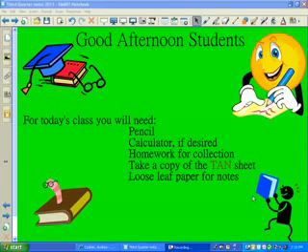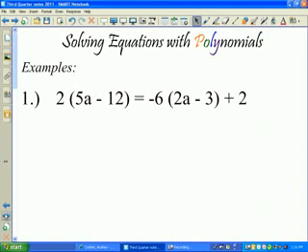So for today's class, you need a pencil, calculator. I collected the homework, which was 14 out of the 48 or 46 problems that I gave you on that front and back side. There is a tan sheet, which I will try to put on the website, but that's going to take a little bit longer. But that was classwork just for practice. And also some loose leaf paper for some notes.